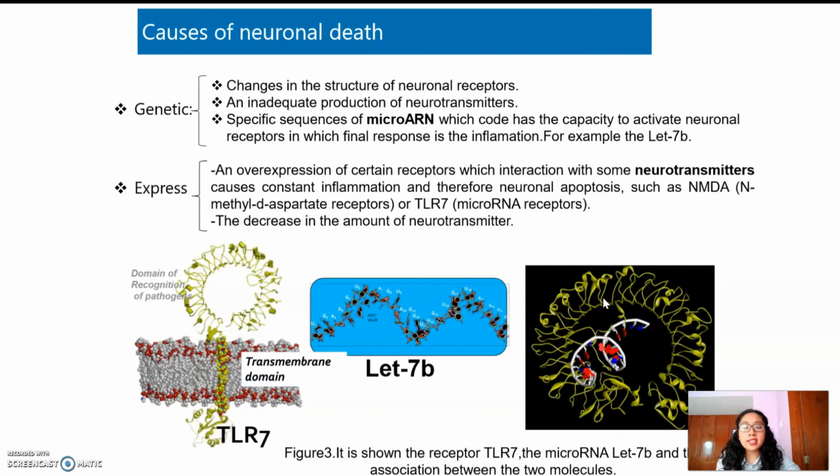Here we can see an example. This is a neuronal receptor known as TLR7 and a microRNA let-7b. When these two get together, they can cause a constant inflammation and therefore neuronal apoptosis.